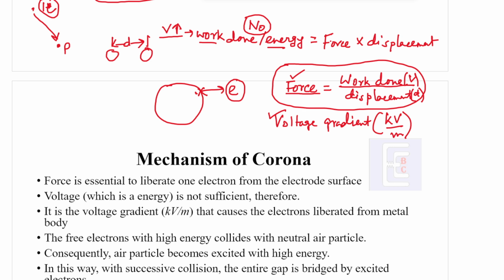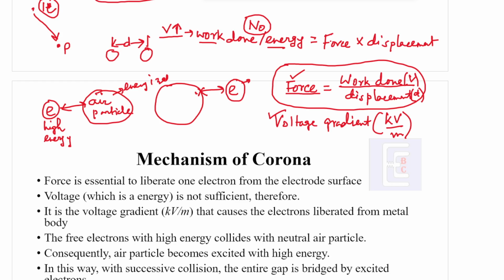Now if we have one electron available, then that electron must have a high amount of energy. This electron will collide with some air particle. Air is in a free or normal state. So if a particle with high energy collides with another particle with normal energy, then this air particle will be energized. So from one electron we are getting two electrons with high energy, due to one collision.